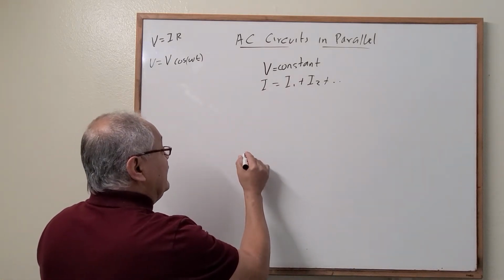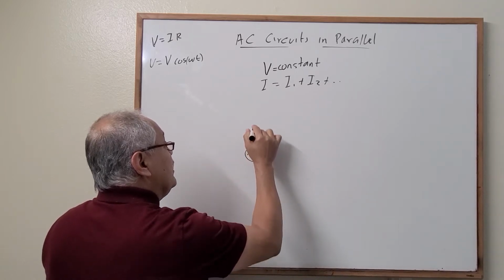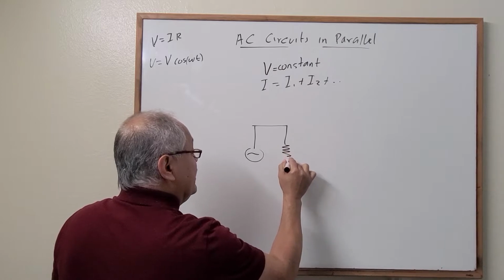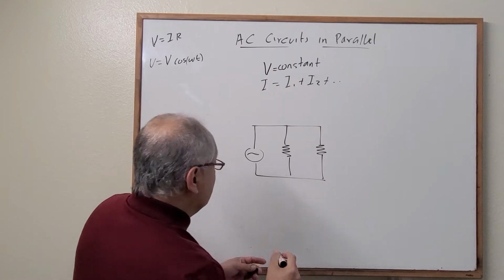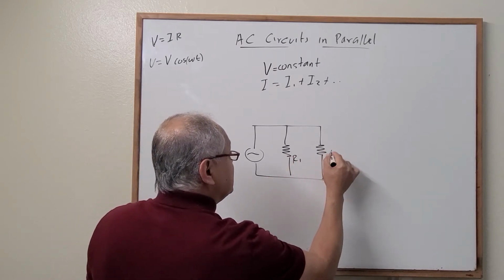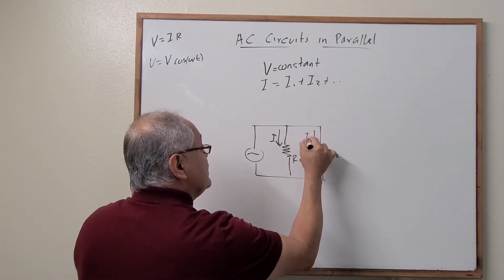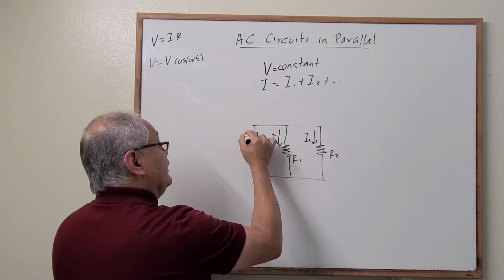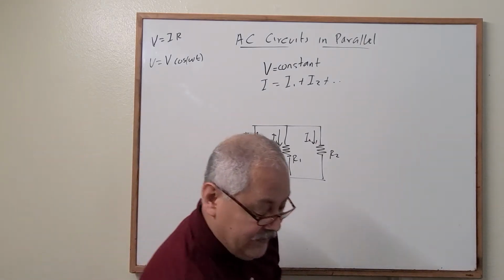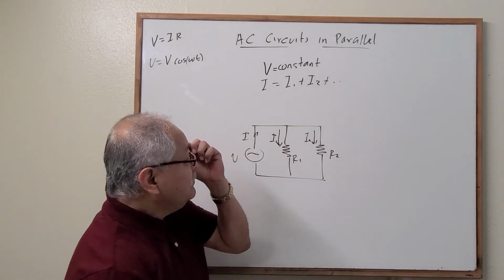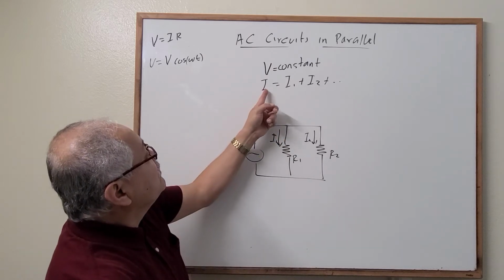Imagine that we have the source, and we have these two resistors, and these are in parallel. Imagine this is resistor 1, this is resistor 2. Of course, this is current 1, and this is current 2, and this is the total current, and this is the instantaneous voltage. Perfect. Now let's find the current and see how it's related to voltage.